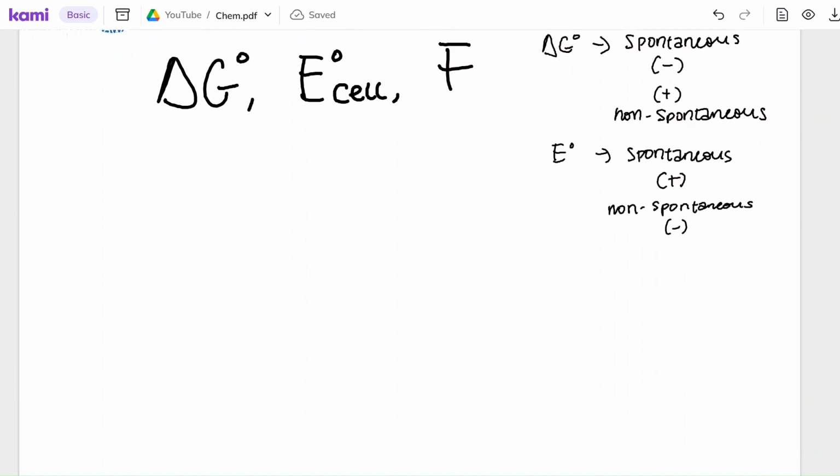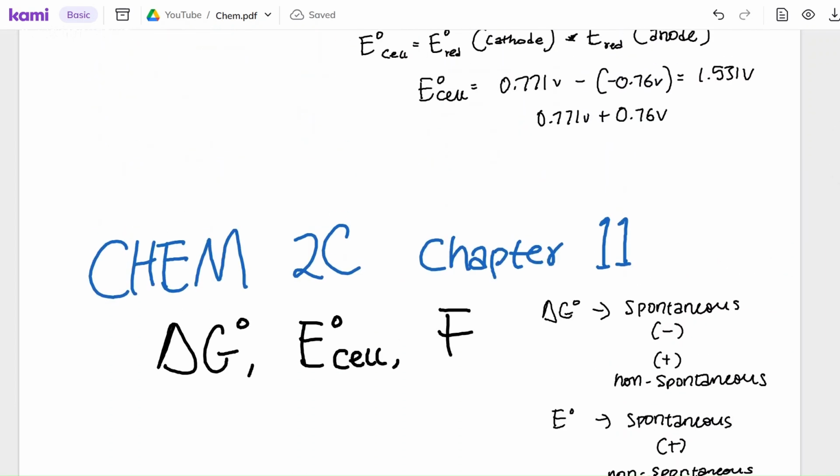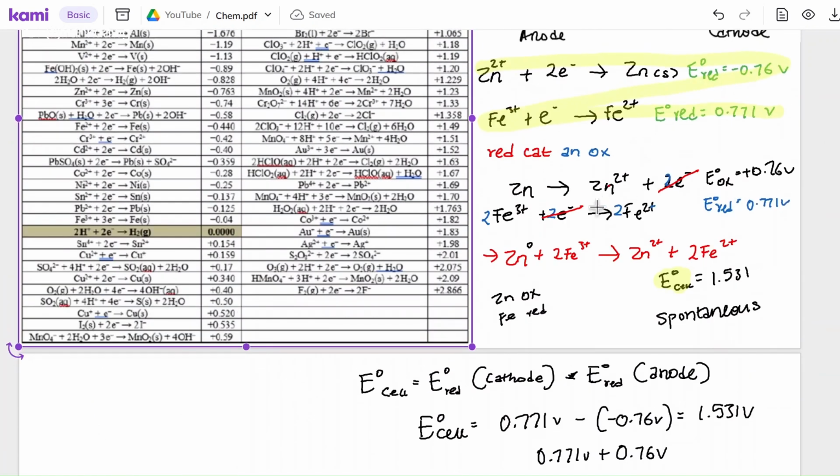But I'm going to talk about a couple key things before. If you remember in the previous video, I talked about how if you multiplied an equation by 2, in terms of calculating the standard cell potential, then you change the moles of the elements in the half reaction. It doesn't affect the standard cell potential at all. So if you multiply by 2 or 3, the standard potential stays the same.